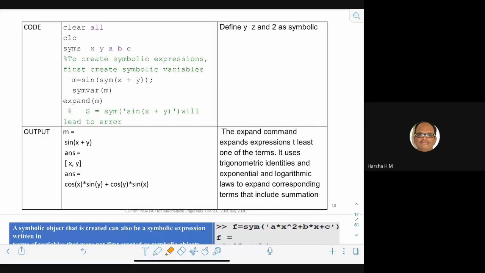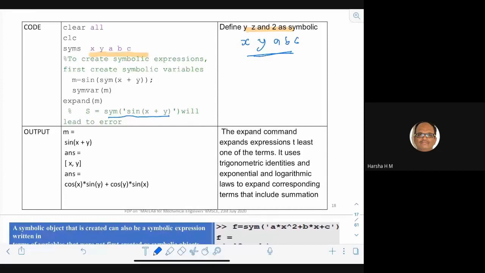See, observe this. This is defined as syms of x, y, a, b, c. So x, y, a, b, and c are defined as symbolic variables. Then, if you define it this way, it is better. But if you try to define it the other way, I told you this is not acceptable and leads to an error. If you define it as sine of sym of x plus y, then it will accept it. You can just try to look at these commands and explore this.